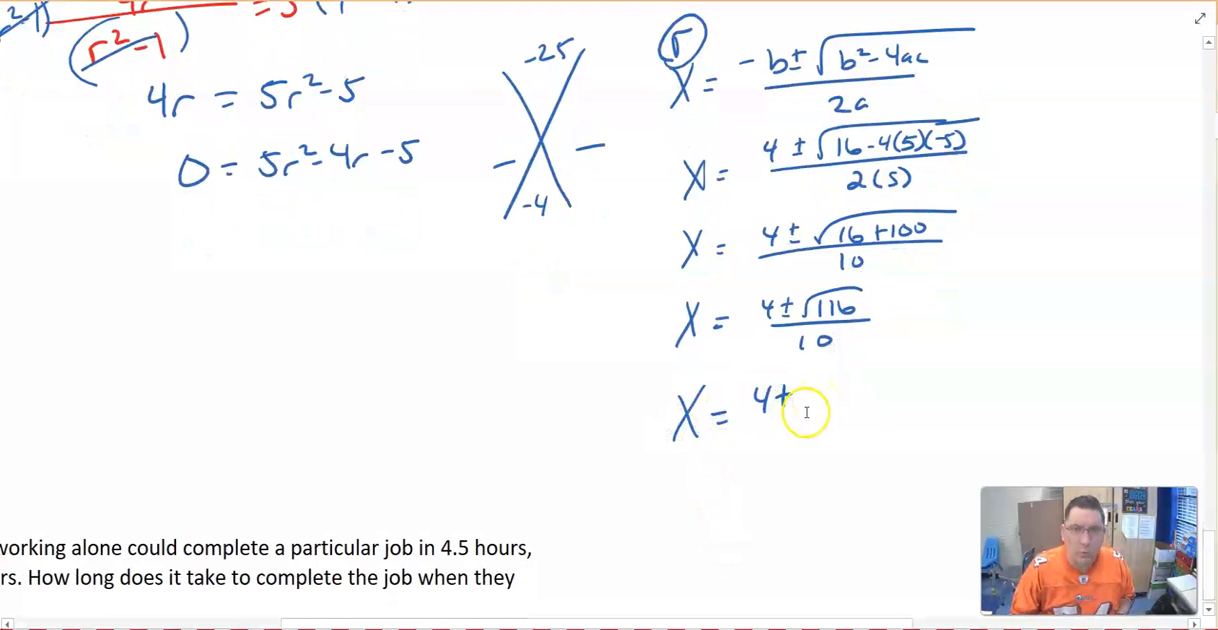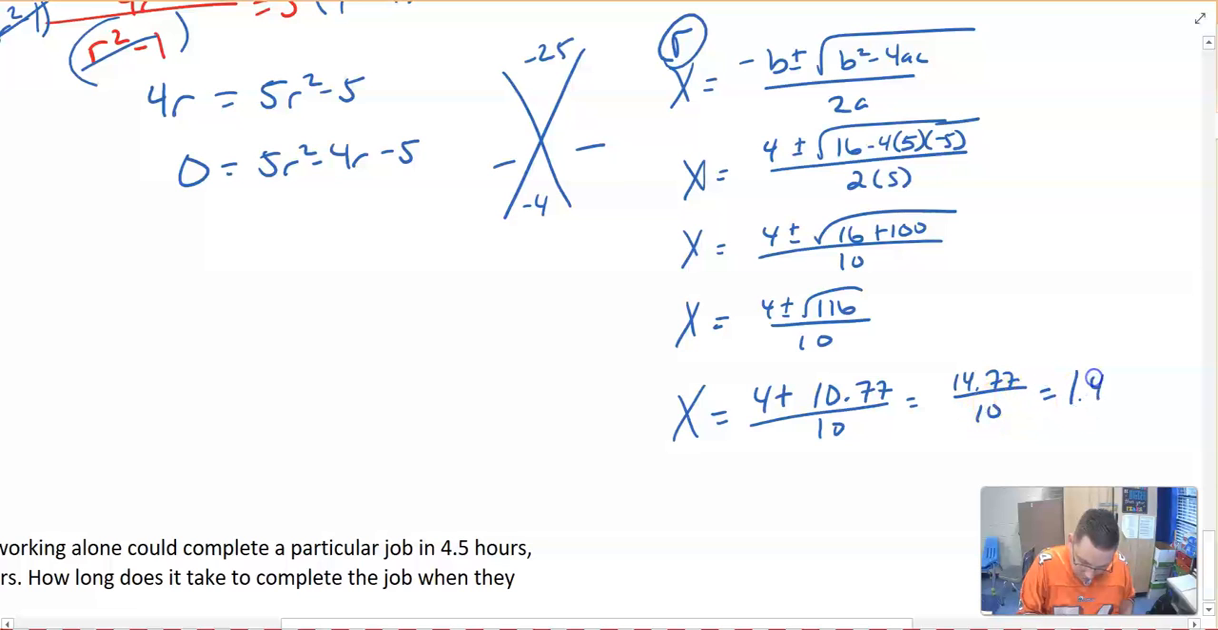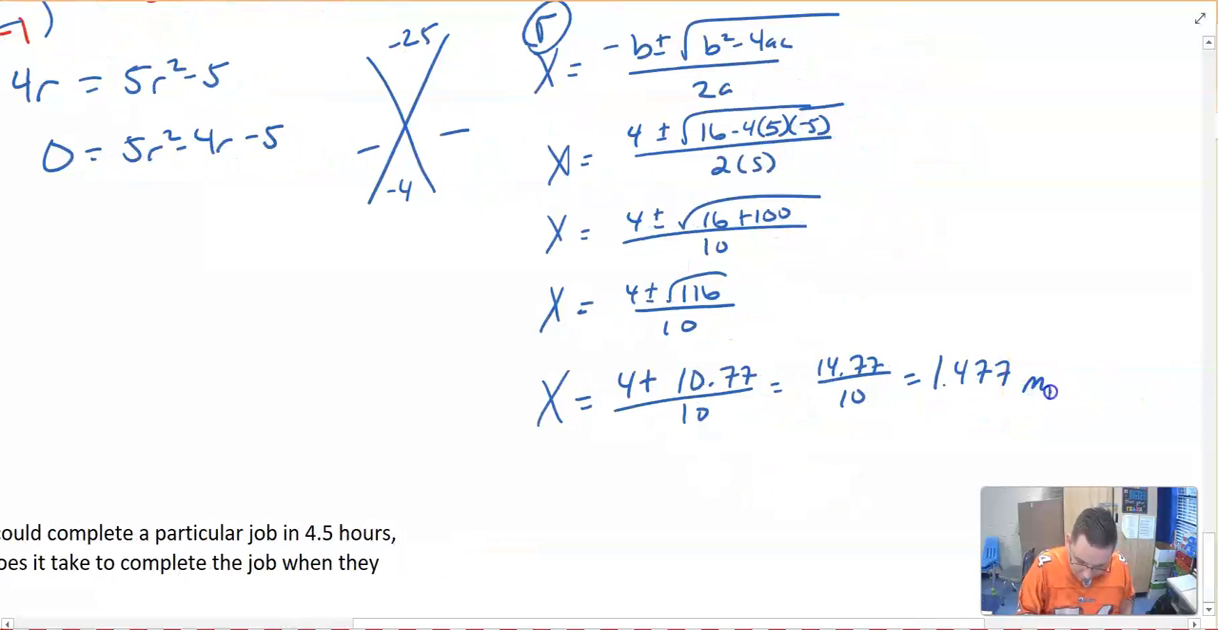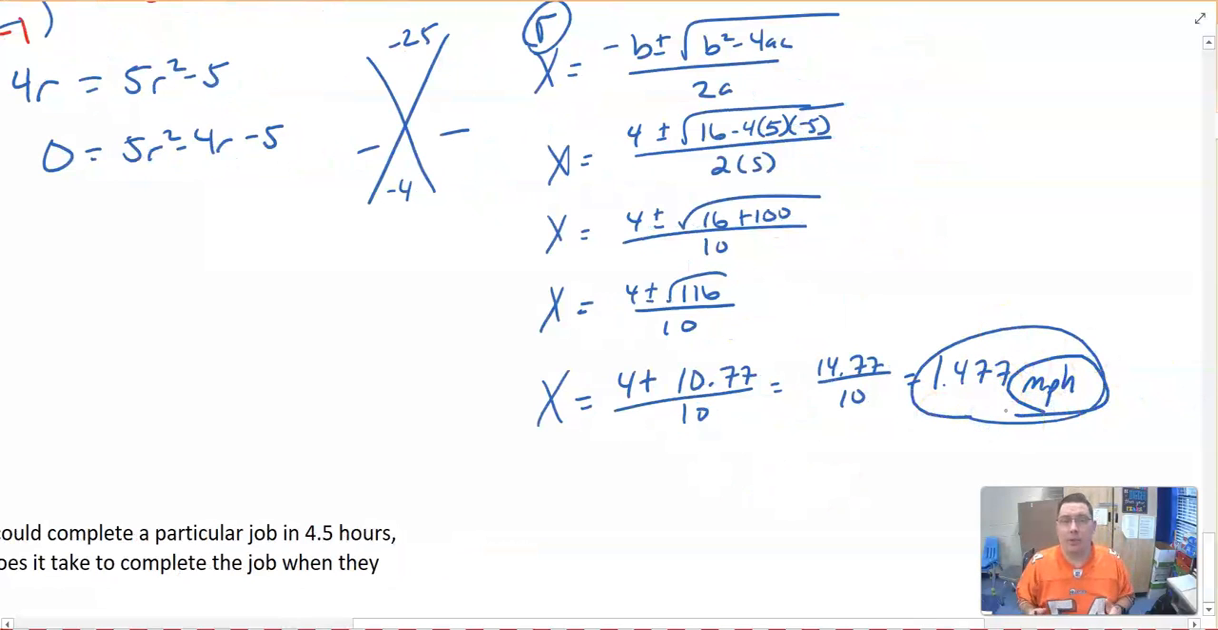And so the square root of 116 is 10.77 over 10. And so we're going to get 14.77 divided by 10, and so that's 1.477. And so 1.477 is her rate. That's her miles per hour that she swims at. Okay, and that makes sense in this problem. And again, we can plug it back in and see that it would work out.